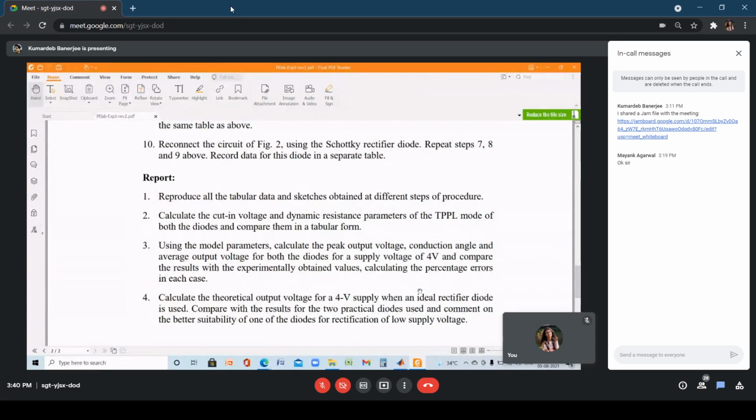So how do you generate the theoretical value? To generate the theoretical value, let's once again go to the Jamboard.